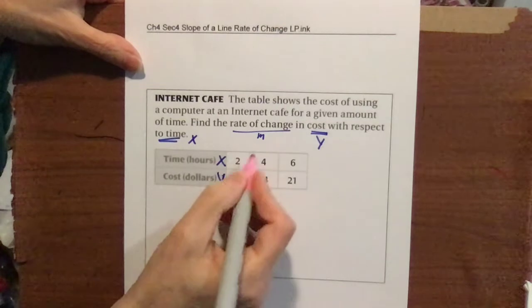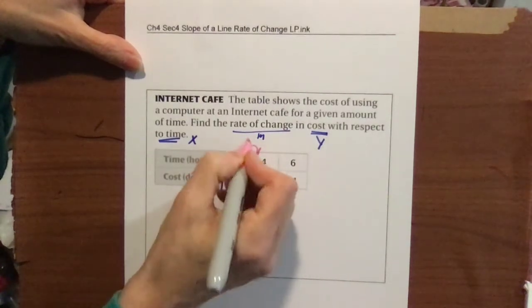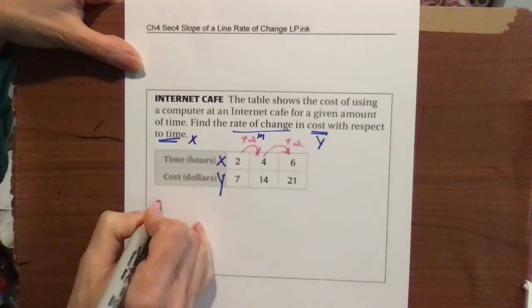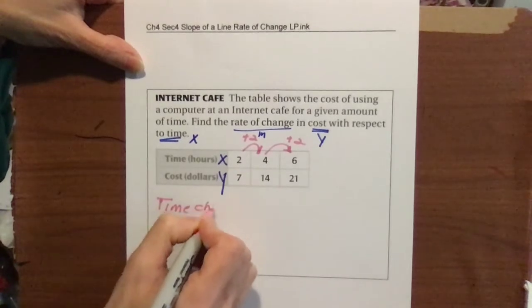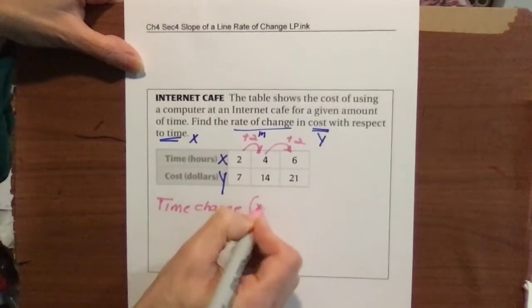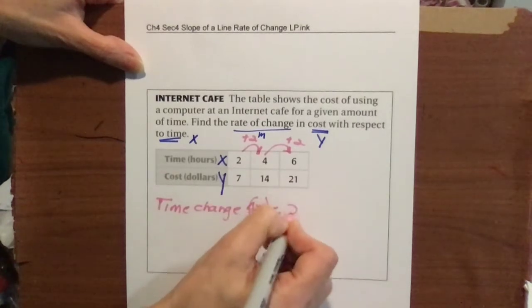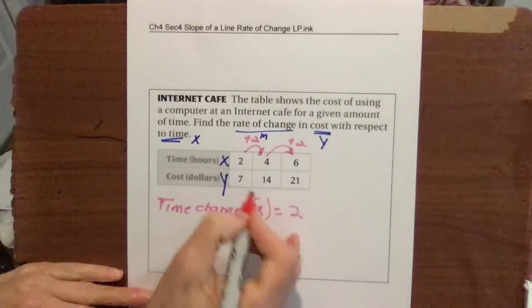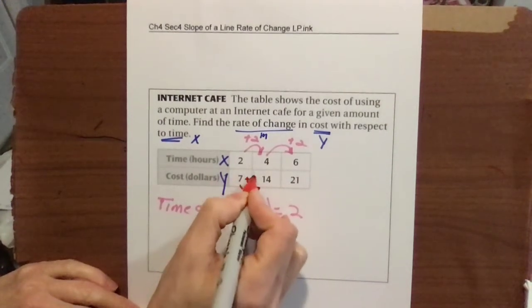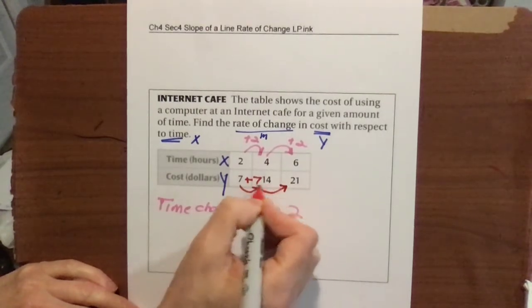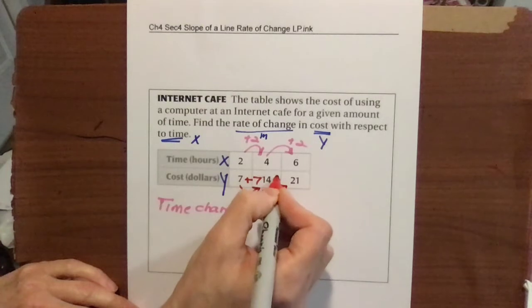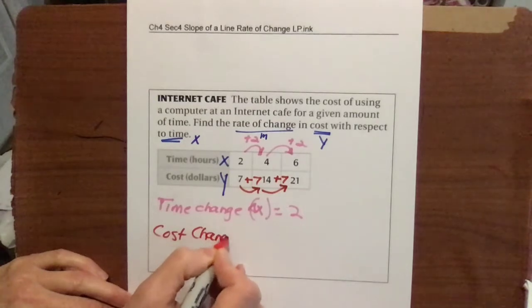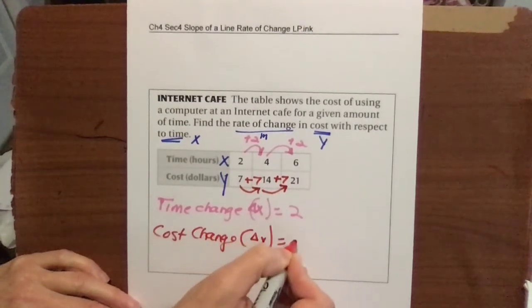So how does our time change? Well, from 2 to 4, it goes up by 2. From 4 to 6, it goes up by 2. So our change in time, which is our x, our delta x actually, is 2, positive. Now let's look at our cost in dollars. As we go from 7 to 14, we increase by 7. As we go from 14 to 21, it increases by $7. So our cost change, which is our delta y, is $7.